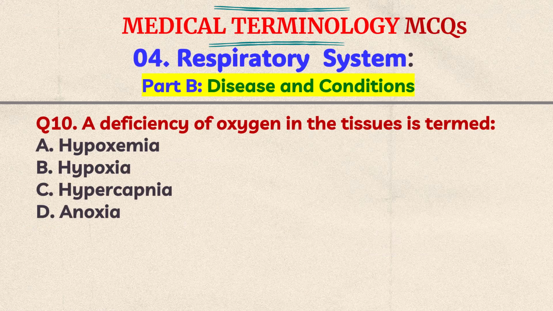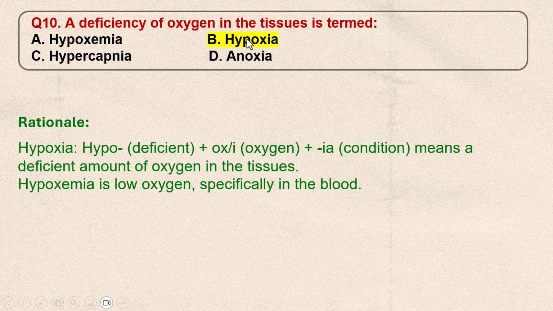Question number 10. A deficiency of oxygen in the tissue is termed A, hypoxemia, B, hypoxia, C, hypercapnia, D, anoxia. Think the answer. The correct answer is B, hypoxia. In the term hypoxia, hypo means deficient, oxy means oxygen, ia means condition, that means deficient amount of oxygen in the tissues. On the other hand, hypoxemia is the low oxygen, especially in the blood.